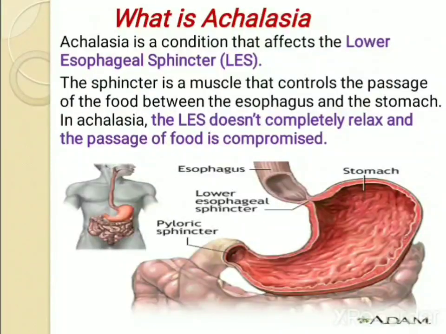What's achalasia? Achalasia is a condition that affects the lower esophageal sphincter. The sphincter is a muscle that controls the passage of food between the esophagus and the stomach. In achalasia, the lower esophageal sphincter doesn't completely relax and the passage of food is compromised.